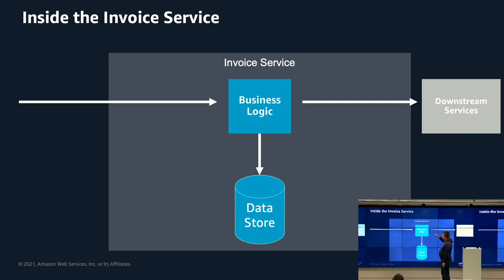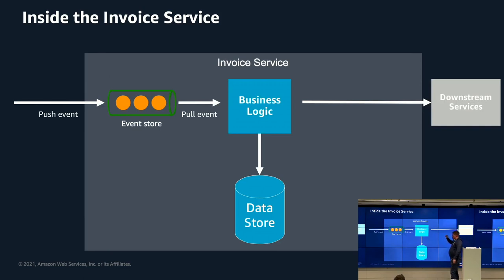So it's a very simple picture, but usually in general, microservices look like that inside, right? We have some business logic, which puts some data into the data store and then sends a response to the downstream services. In this scenario, if our service is not available or business logic failed, then the event will be lost, and then an error returns back, so nothing will happen.